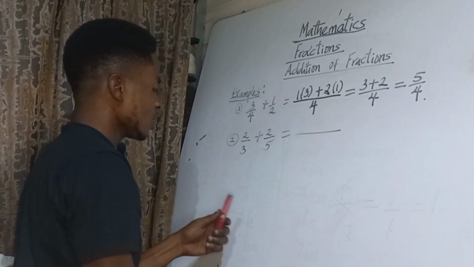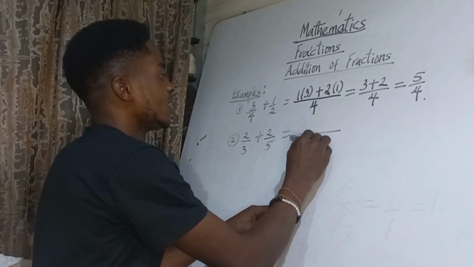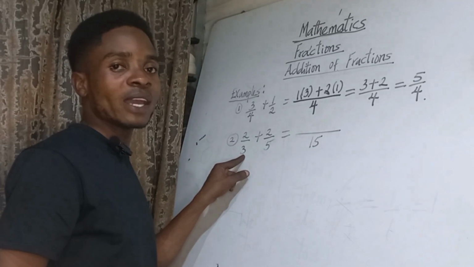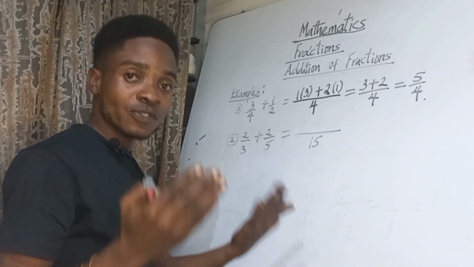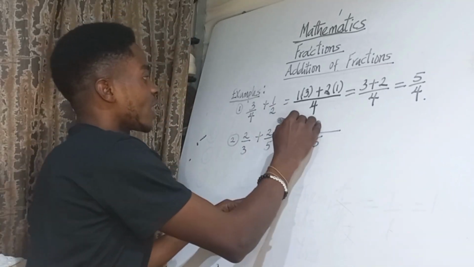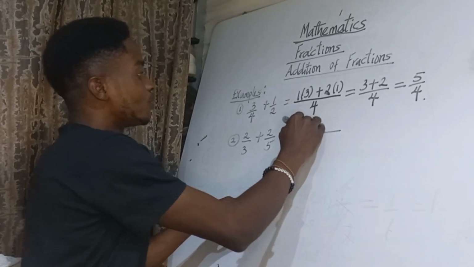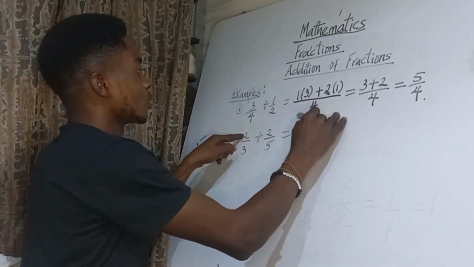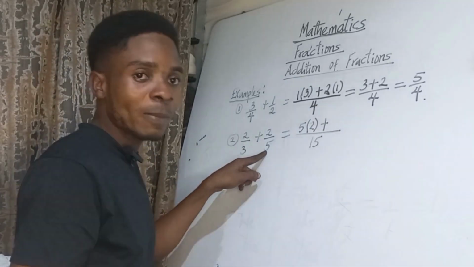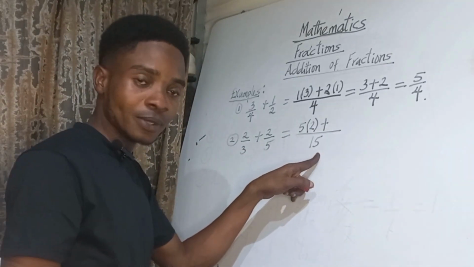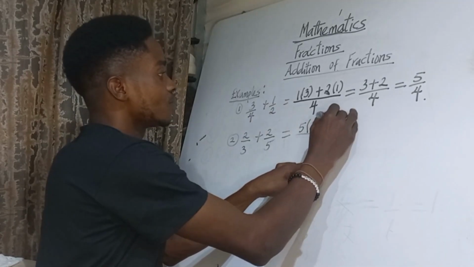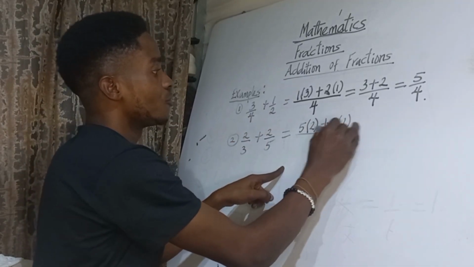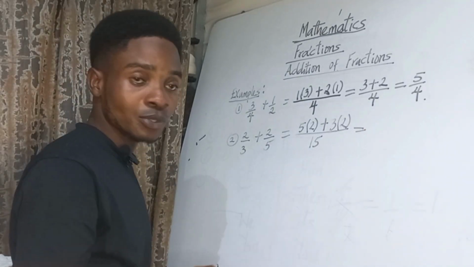Write your 15 here. Can you see this clearly? Write your 15 here. Then the next thing you're going to ask yourself is, what can you multiply by 3 that will give you 15? And that is 5. Yes or no? You put your 5 outside, open bracket, your 2, you put it here, plus, what can you multiply by 5 that will give you 15? And that's 3. Put your 3 outside, right? Then these 2, put it here. Very good. We can now proceed.